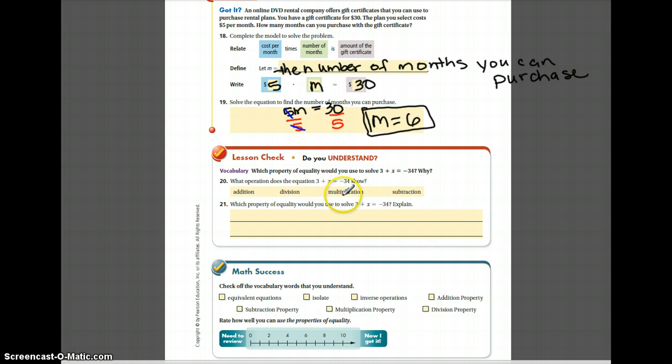What operation does the equation 3 plus x equals negative 34 show? It shows addition because right here we have 3 plus x. Which property of equality would you use to solve it? You would use the subtraction property of equality. And in order to use that, you would subtract 3 from both sides of the equation.